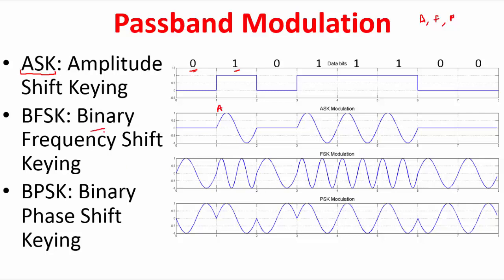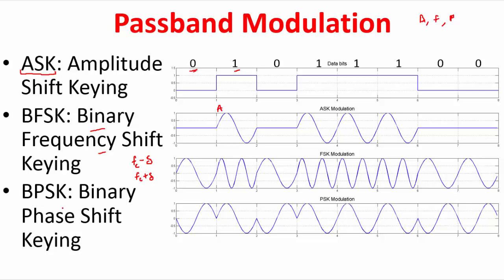Now in binary frequency shift keying, you manipulate the carrier frequency. For example, if you want to send 0, you use fc minus delta. So this is the signal that you send with this particular frequency, and whenever you want to send a 1, you increase the frequency to fc plus delta and send that particular waveform. So this is frequency shift keying modulation.